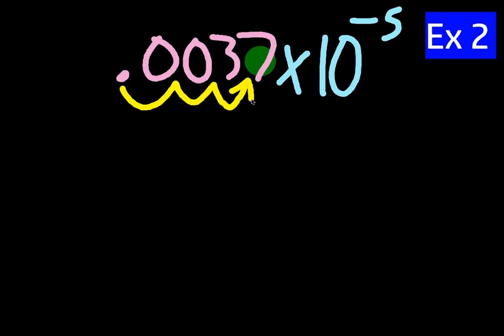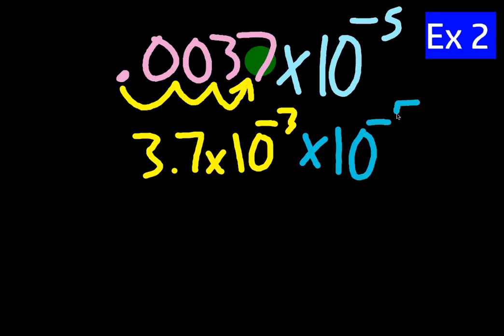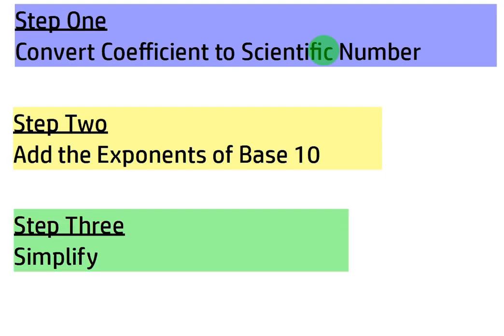Well, again, you're just going to take this decimal and move it 3 to the right in order to put it right there. Now remember, when you're going from a decimal to scientific, when you move to the right, your exponent will be negative, so it will be 10 to the negative 3. Now again, you're just going to drop that original base 10 down, so it's going to be times 10 to the negative 5 still.